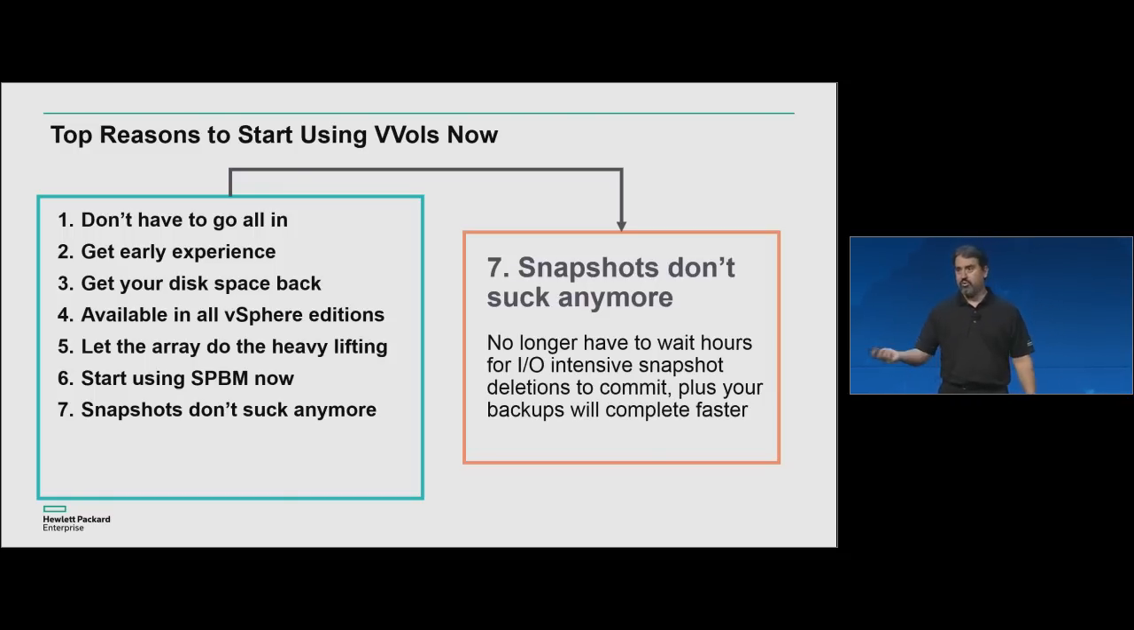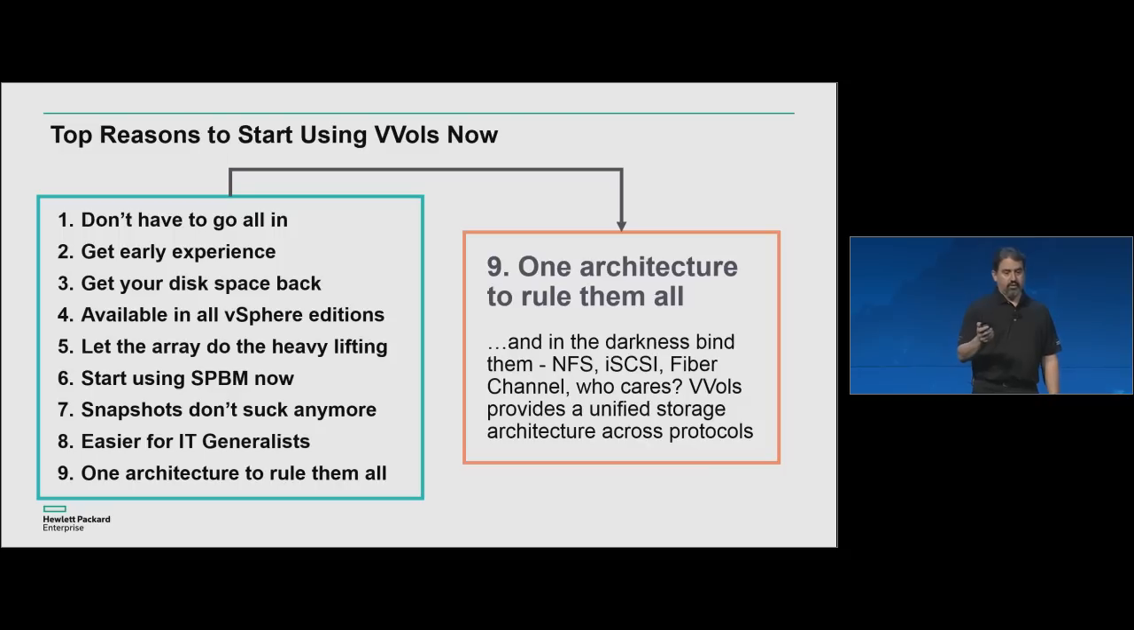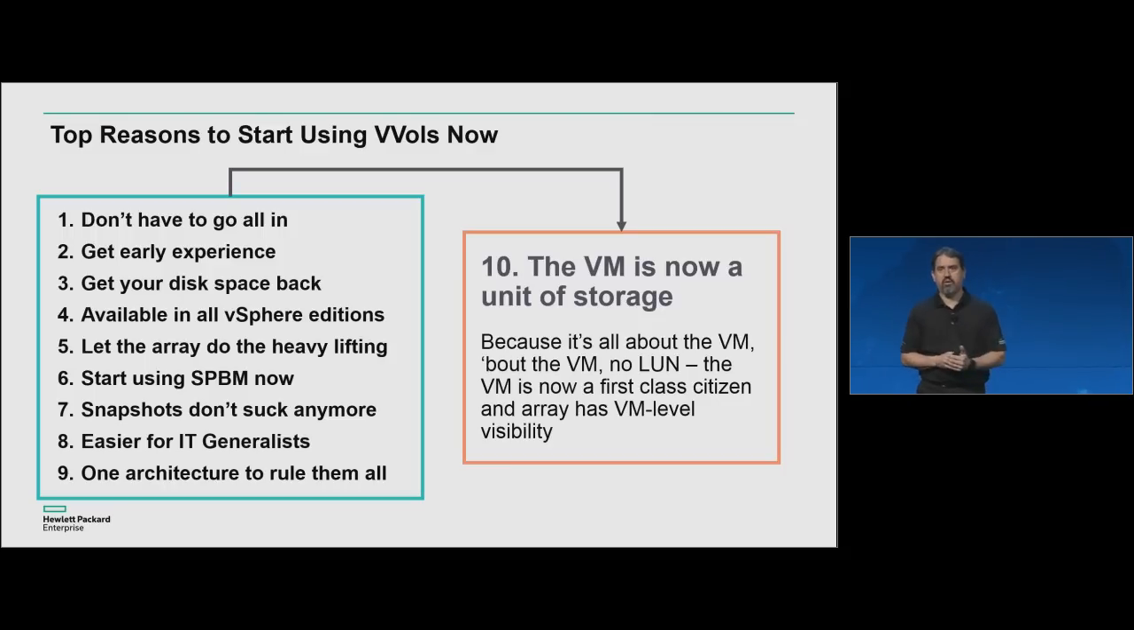So backups will complete faster. It's easier for generalists. We're not managing things in two places; we're just managing it on the vSphere side. And with one architecture, like I talked about before when I compared file versus block, they're essentially on the same plane today with VVols because the VASA spec dictates what we have to do. And the big reason is the VM is finally a unit of storage. We could see a VM, interact with it, and apply array-based features directly to VMs.